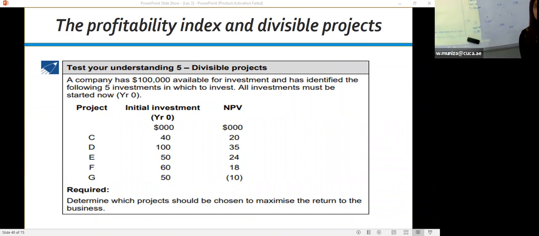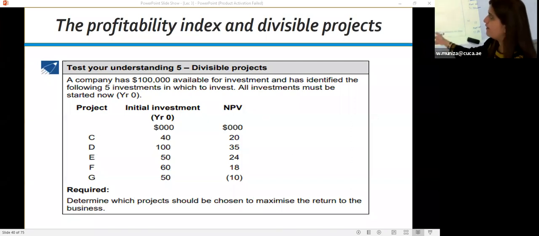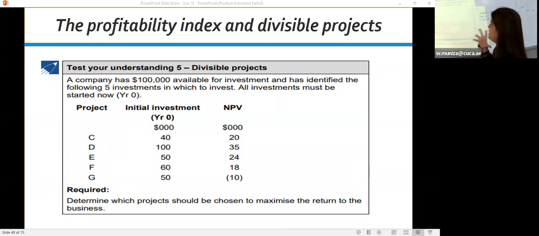In the exam, when they want to specify divisible projects, they are going to tell you in the question itself. Anyhow, a company has only 100,000 available for investment and has identified the following 5 investment opportunities. All investments must be started now, that is year 0.